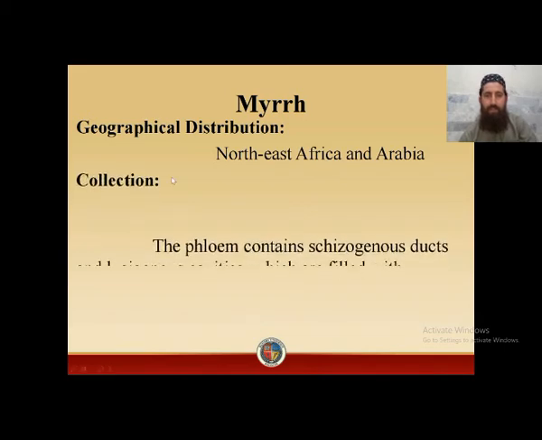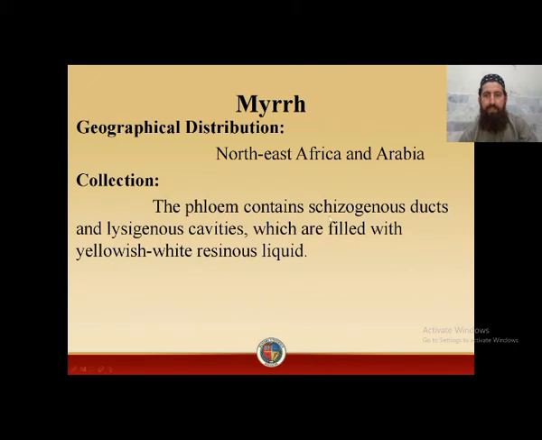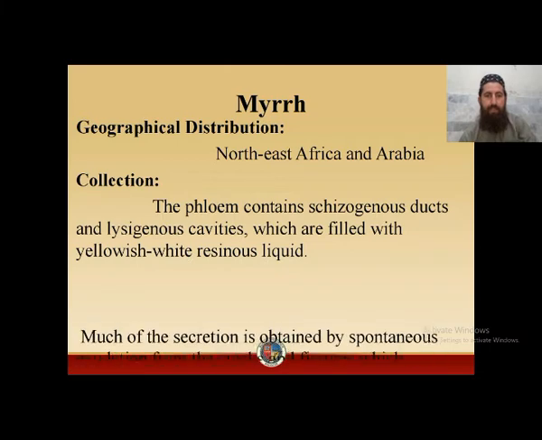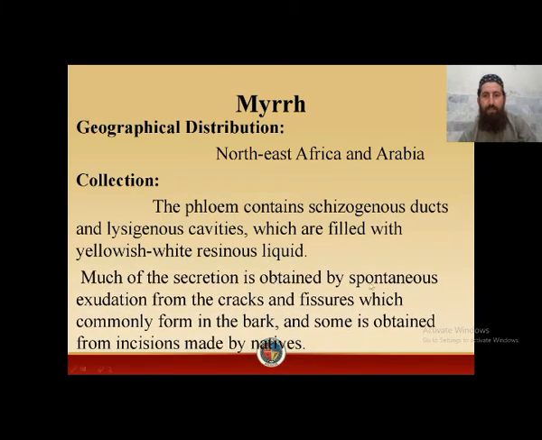Collection, how it is collected. The phloem contains schizogenous ducts and lysigenous cavities which are filled with yellowish white resinous liquid. Most of the secretion is obtained by spontaneous exudation from cracks and fissures which commonly form in the bark, and some is obtained from incisions made by natives.